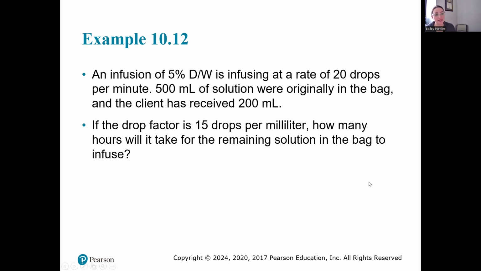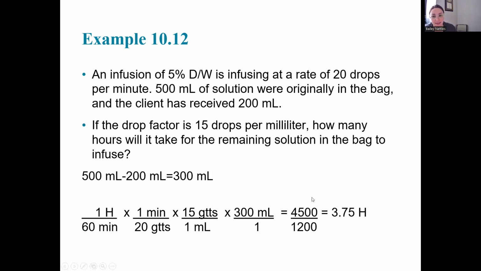Okay, so this is going to be broken down dimensional analysis. So first you have to find out how many milliliters are left in the bag. 500 minus 200 is 300. Okay, so now we know how many milliliters we have to infuse. We want to know how long it's going to take. So we're looking for hours. We're going to put our hours on top.